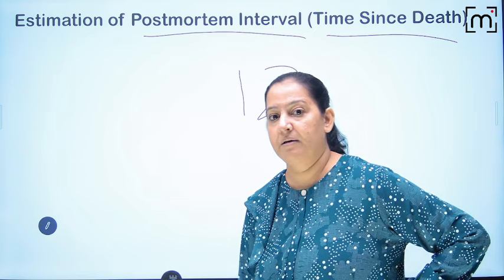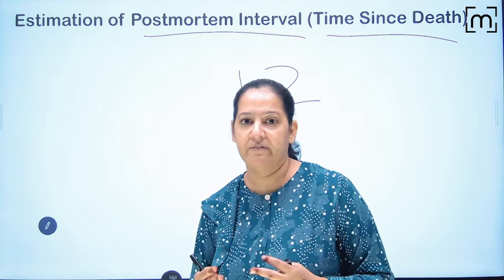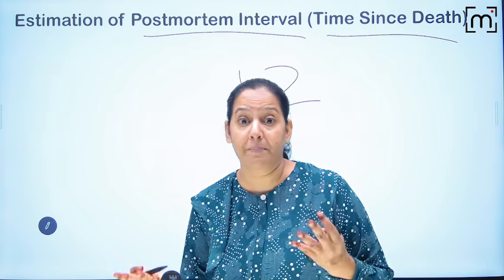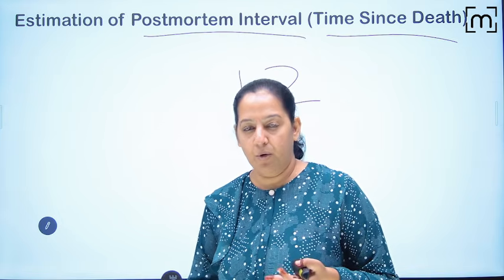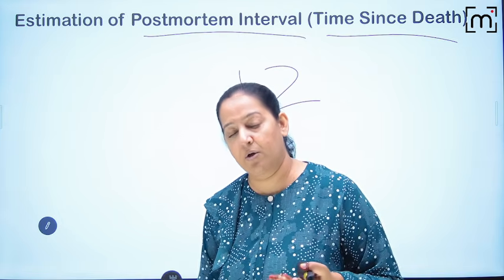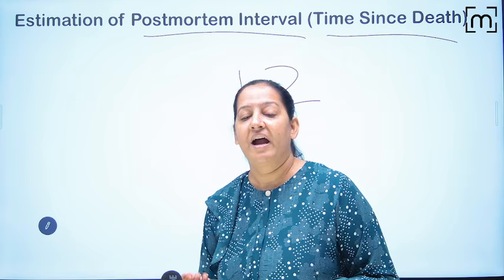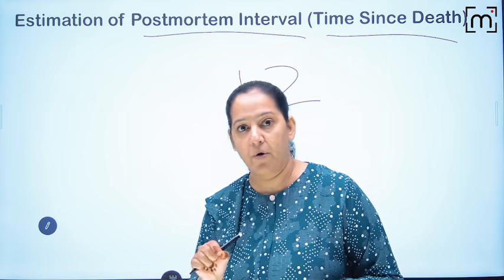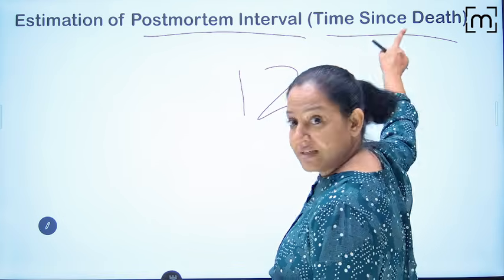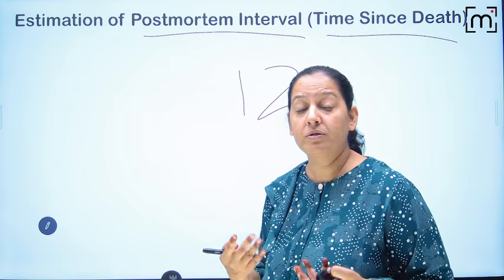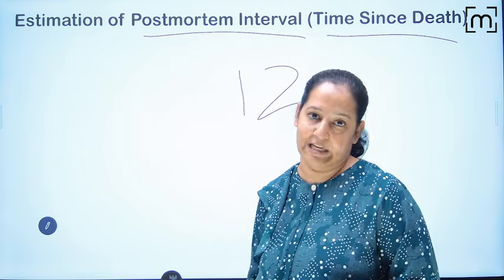Whenever there is a suspicious death in which there is a suspected or multiple suspects, the police call a forensic expert to the crime scene, and the forensic expert's most important job is to tell time since death. So how does the forensic expert reach a conclusion?